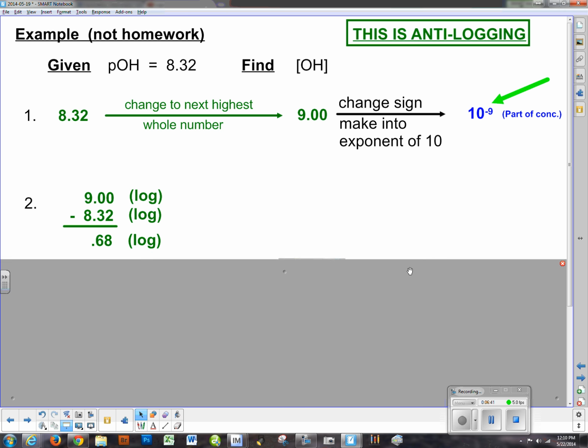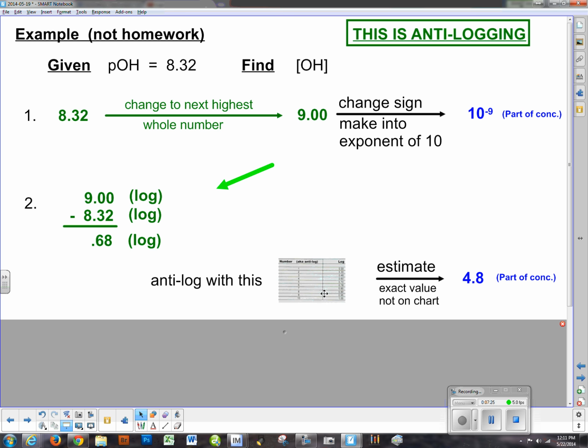So, why is it less? Because we are going to take the negative log of the 8.32. I'm sorry, we're going to subtract the 8.32 from the exponent of 10, which is 9. So 9, we're subtracting this. This is going to tell us that we're 0.68 in logarithmic numbers away from 10 to the minus 9. And we are less than, which is what you're going to see work out here in just a moment.